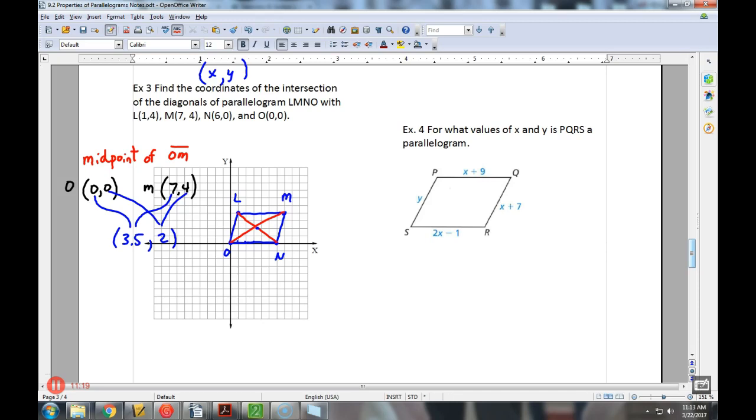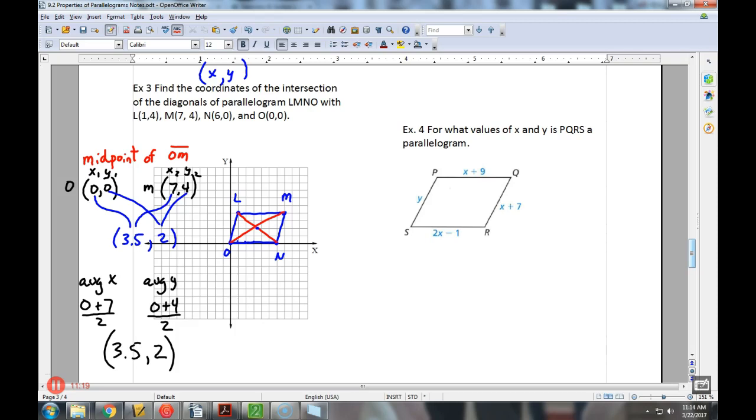Now, the formal way to do it, you call this x and y, and you call this x and y, and this is number 1s, and these are the number 2s. Basically, we have to average the x and we have to average the y. So when you average the x's, you add the two x coordinates together and divide by 2. And then you add the y coordinates together and divide by 2. And you will also get 3.5, 2. Now I didn't show it, but we could have done the same thing for L to N, and that should have worked as well.